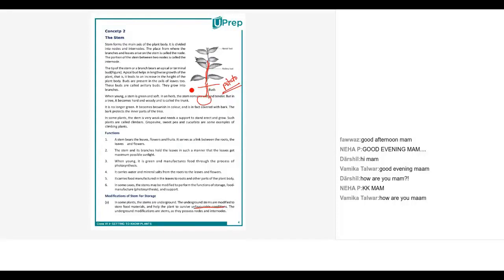So what will happen is that the potato has stored a lot of water and a lot of starch. When the condition is unfavorable, that means the farmer is not watering, all the stored food will be utilized again by the plant. So this is kind of a reservoir for them. They reserve the food and the water for when they are in need, in case of emergency situations. So these are underground modifications of stems, as they possess nodes and internodes.